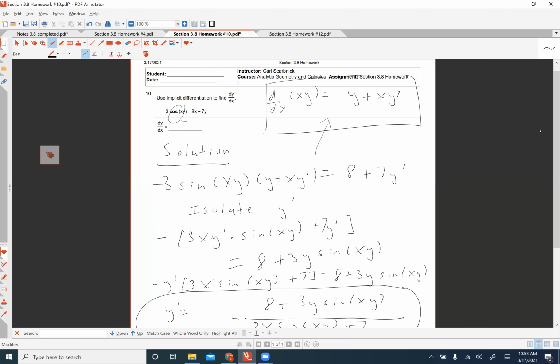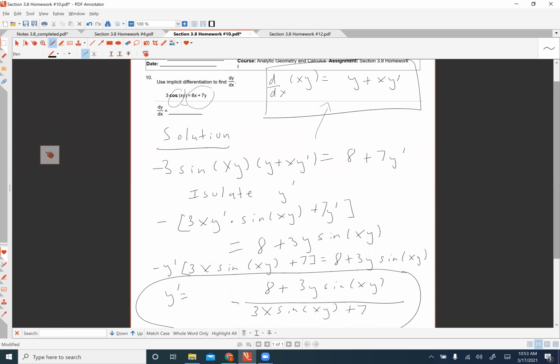And the right side is the easy one. I remember as a student doing these, I always liked it. This part's great: 8x plus 7y. Okay, so the left side is minus 3 sine xy times the expression y plus xy prime, and then on the right side the derivative of 8x is just 8. The derivative of 7y is 7y prime. Right, so we have to remember, the derivative of y is not 1, it's y prime.